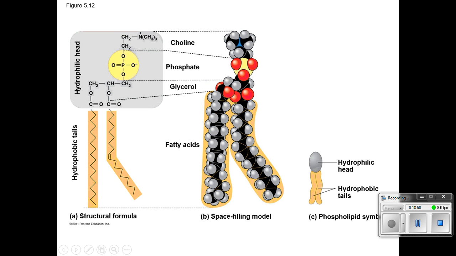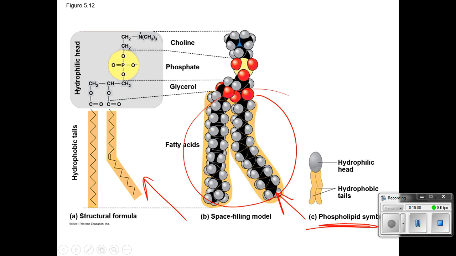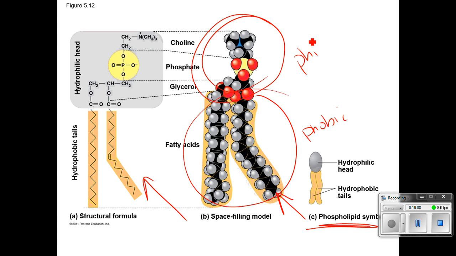So this shows the phospholipid. Okay, this is kind of how we normally draw it. This is a little bit more accurate. This shows the bonding to it. So this is the fatty acid tail. Remember, this part is phobia. This is hydrophobic. It doesn't like to be around water. And this part is the head that is hydrophilic. And it's okay with the water.